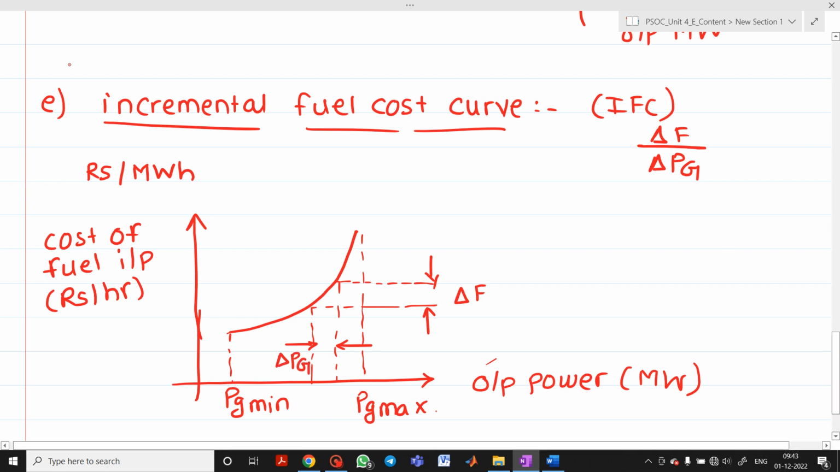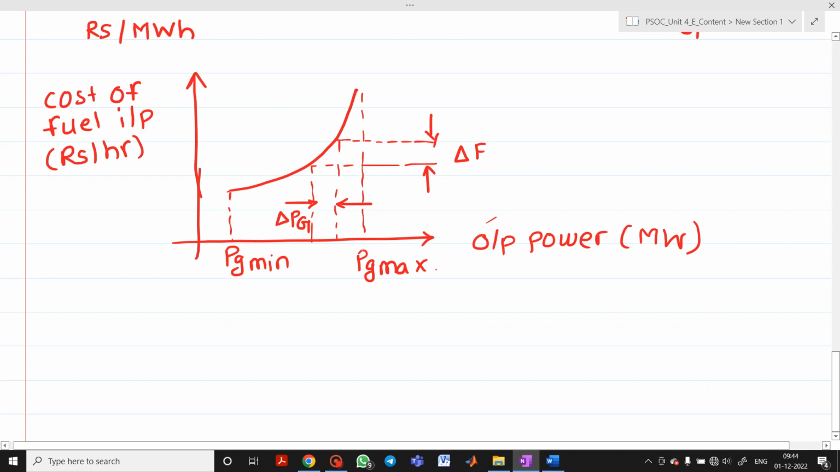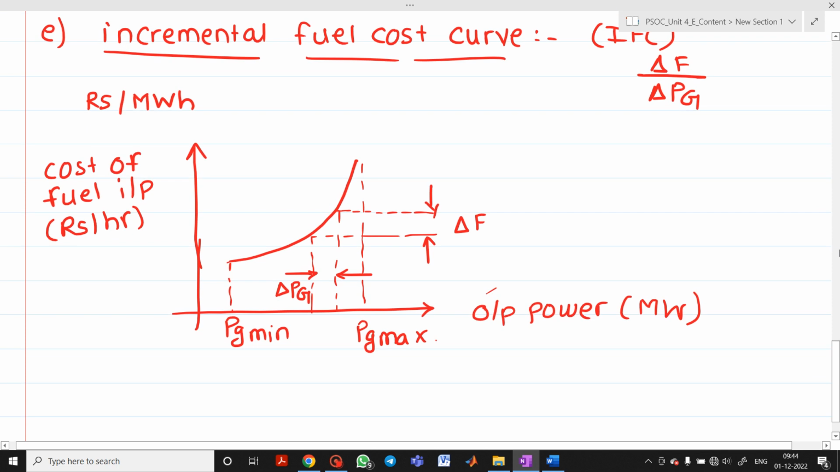Now the incremental cost curve is obtained by considering the change in the cost of generation to the change in the real power generation at various points on the input output curve. That is, we can say that it is the slope of the input output curve, which is as shown below. So here what we are looking for is the change in the cost of generation to the change in the real power generation.